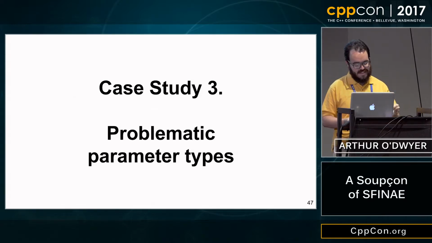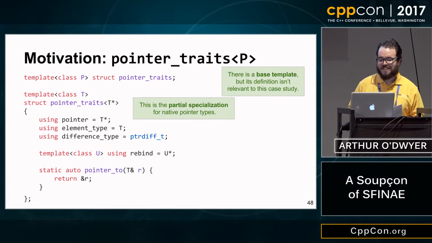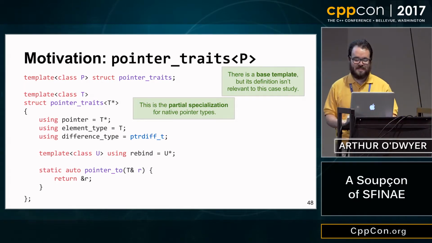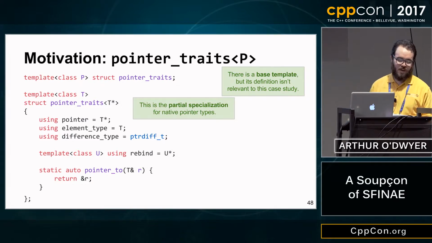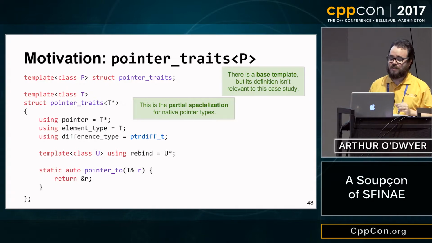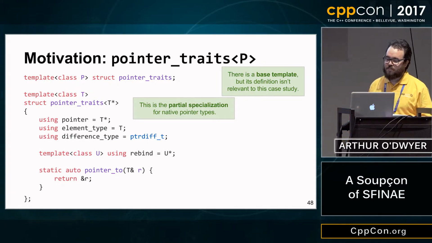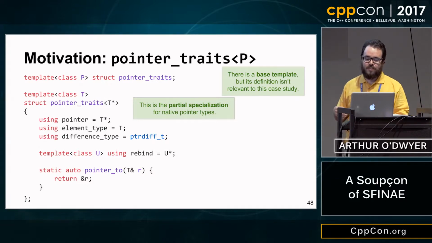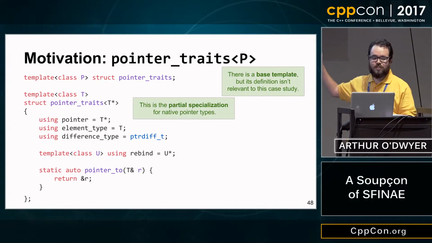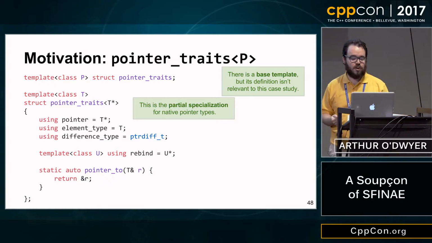All right, problematic parameter types. Who can guess what the motivation for this example is going to be? It's fancy pointers. Fancy pointers have this thing called pointer traits. It's in the library. And actually, in this case, I'm interested less in the fancy pointer one than in pointer traits for regular old native pointers. We have a base template, and it has some stuff in it, but we don't care. The base template, let's just assume that it exists. But there's a partial specialization for regular pointers, T star.